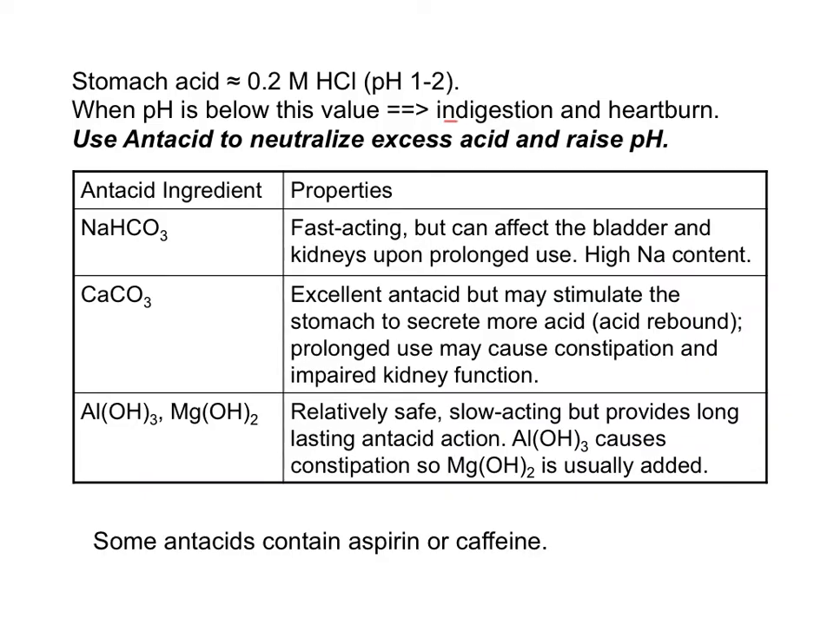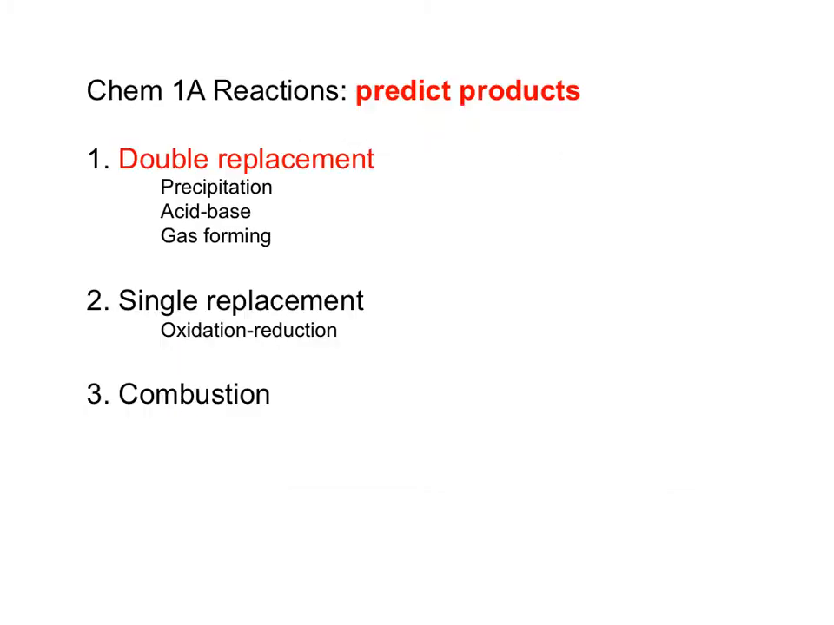Indigestion and heartburn occur when the pH in our stomach drops below 2. An antacid reacts with and neutralizes acid and raises the pH back to its normal levels. This table shows the properties of various antacids. In this course, we'll look at these 3 reaction types. In this video, we'll focus on double replacement precipitation reactions.